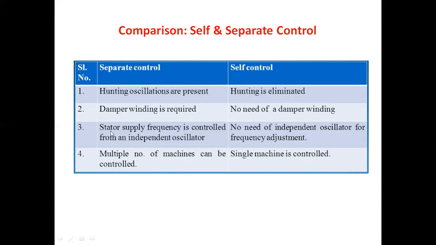At the same time, here we have to use a separate external independent oscillator to control the synchronous motor drive. A separate frequency signal is required. But in self-control mode, there is no need of a separate or independent oscillator; a frequency signal is not required. Then the fourth one: multiple machines can be controlled here, but in self-control only a single machine is controlled.